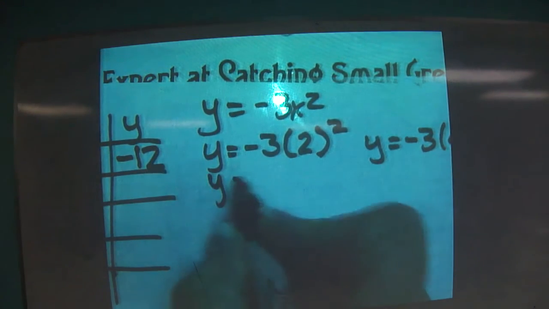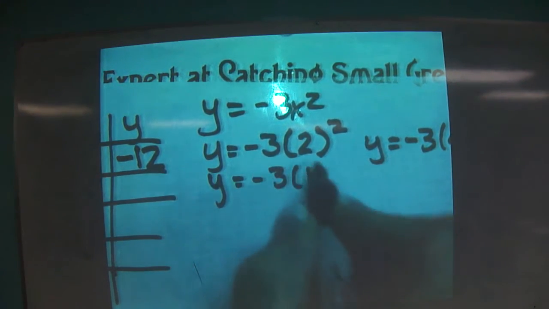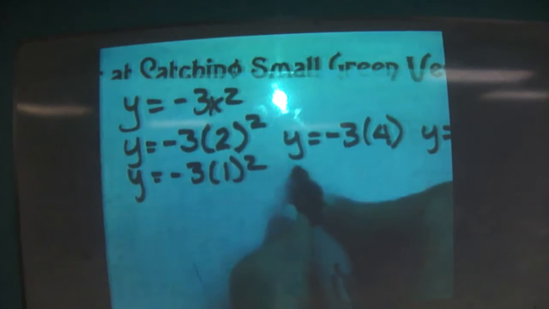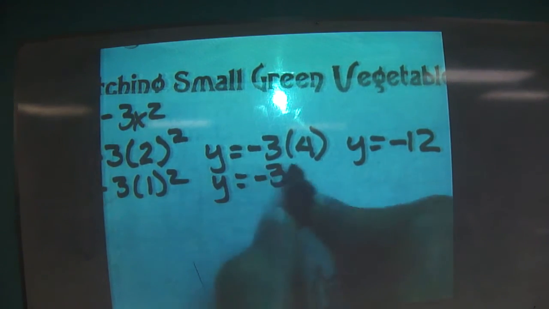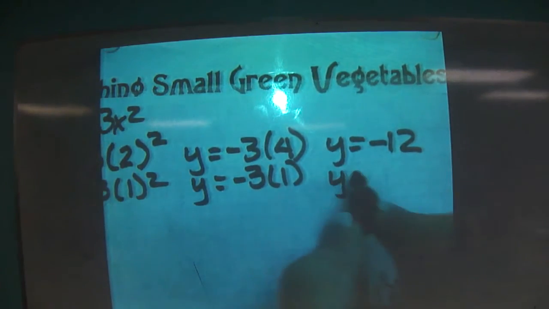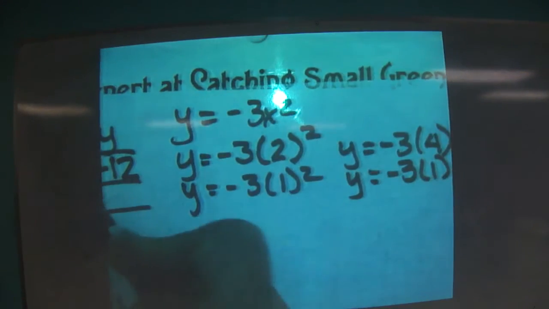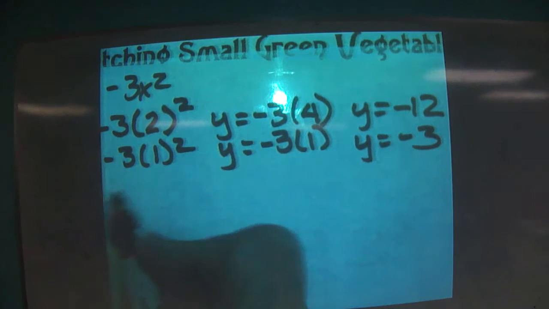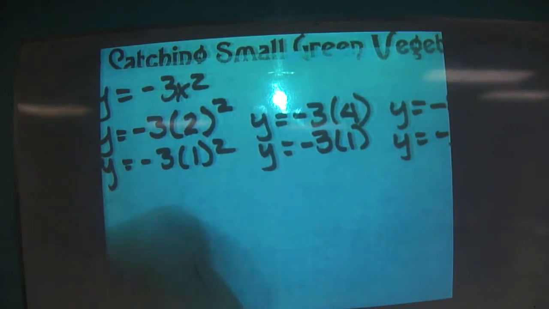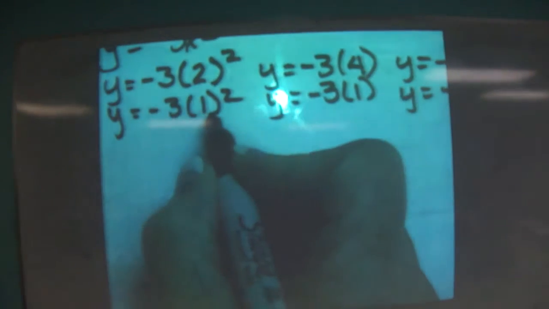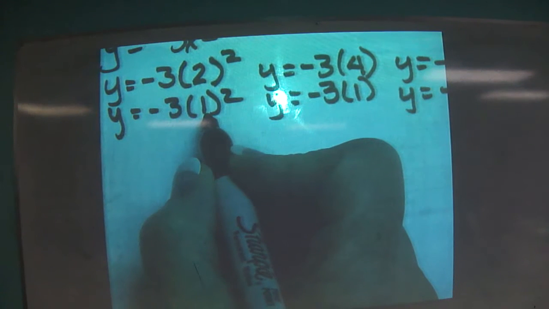Do the same thing with 1. What's 1 squared? 1. So negative 3 times 1, y is negative 3. We can probably do this one without writing anything. What's 0 squared? 0. 0 times negative 3 is 0. Negative 1 squared: what's negative 1 to the second power? Negative 1 times negative 1 is?